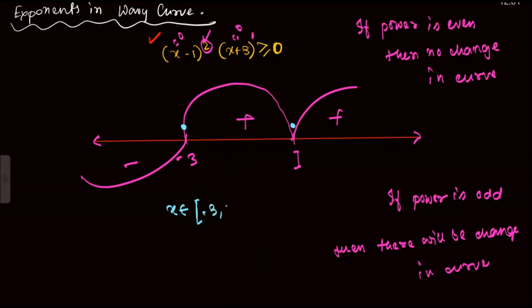Close bracket -3 comma 1 union close bracket 1 comma infinity. And we won't write it in this way. We can just write it from -3 up to infinity, so x belongs to -3 comma infinity. Just done. So this is our answer. Okay, this is our simple answer. So that is how we deal with exponents in wavy curve.